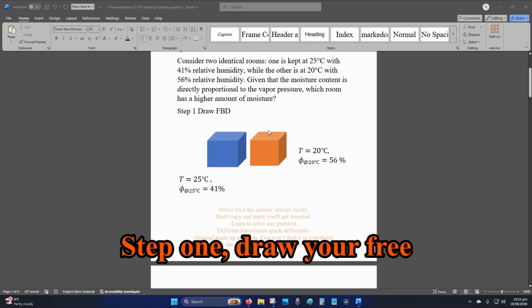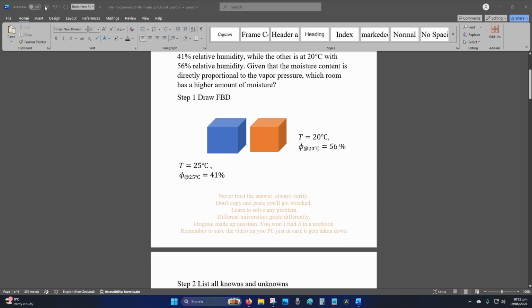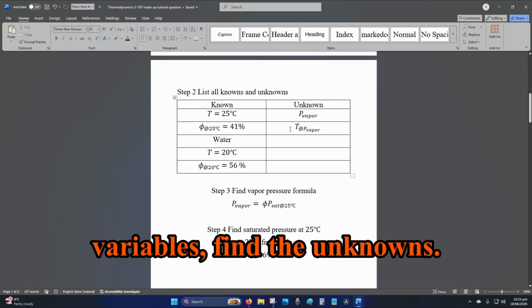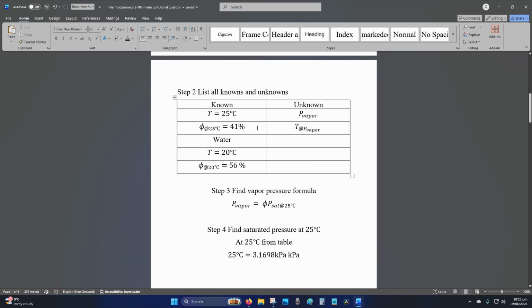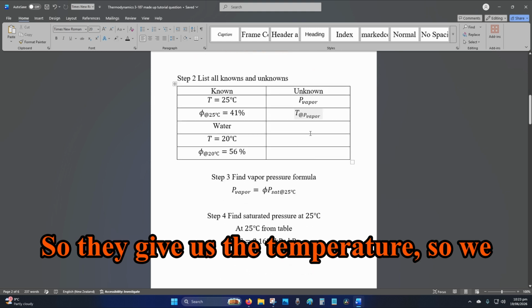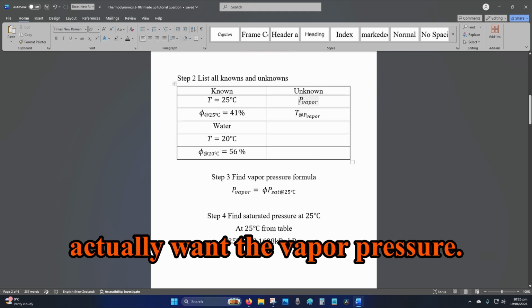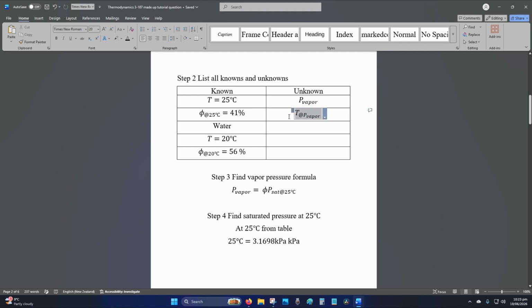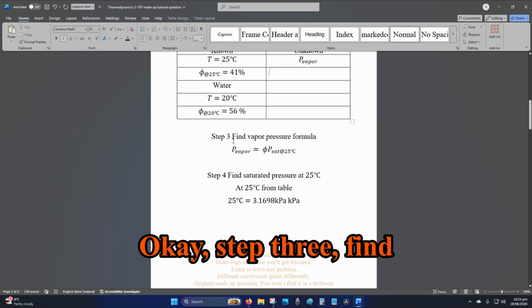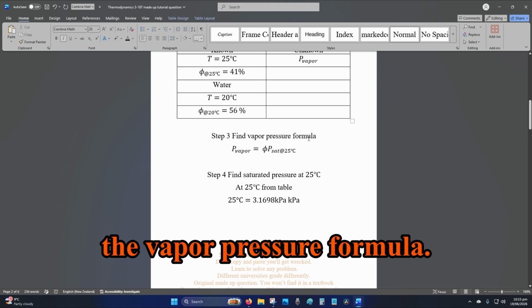Step 1, draw your free body diagram, your FBD. This will help you visualize the problem. Step 2, list all the given variables, find the unknowns. So they give us the temperature, so we actually want the vapor pressure. So we don't need to find that. Okay. Step 3, find the vapor pressure formula.